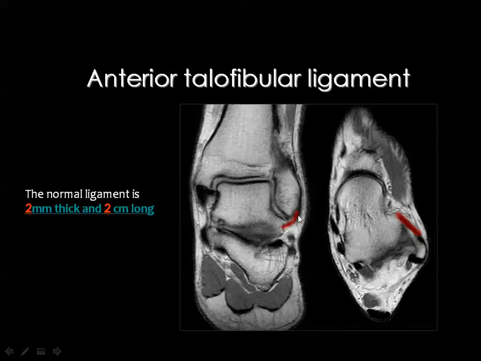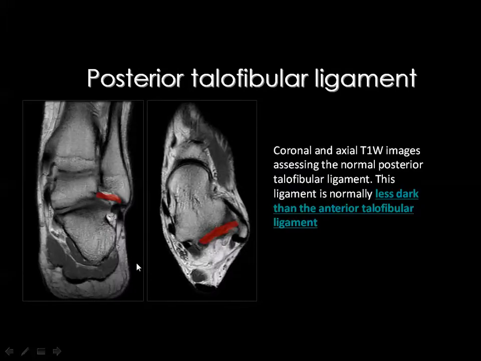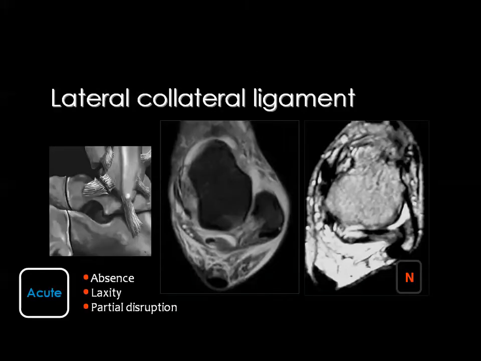In the coronal image, it comes from the fibula to the talus and it is about 2 millimeter thick and 2 centimeter long. The posterior talofibular ligament is seen in the axial image at the level of the fibular groove coming out from the groove to the talus. And this is the anterior talofibular ligament. This is the posterior talofibular ligament in the coronal image. It is better to evaluate the lateral collateral ligament in the axial images.